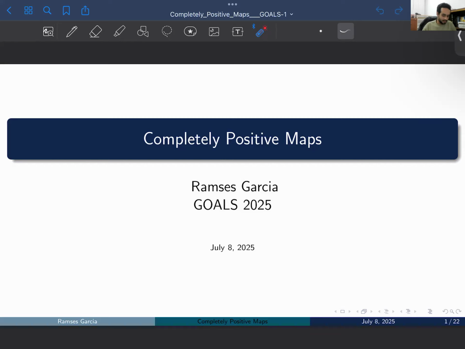Today I'm going to talk about completely positive maps. These maps are fundamental in the study of C*-algebras and in general in the study of operator algebras. I'm going to cover pages 55 to 62 of the notes. The goal of this lecture is to introduce the concept of being completely positive, give examples, and present two fundamental theorems. At the end, I'm going to sketch a proof of one of these theorems.